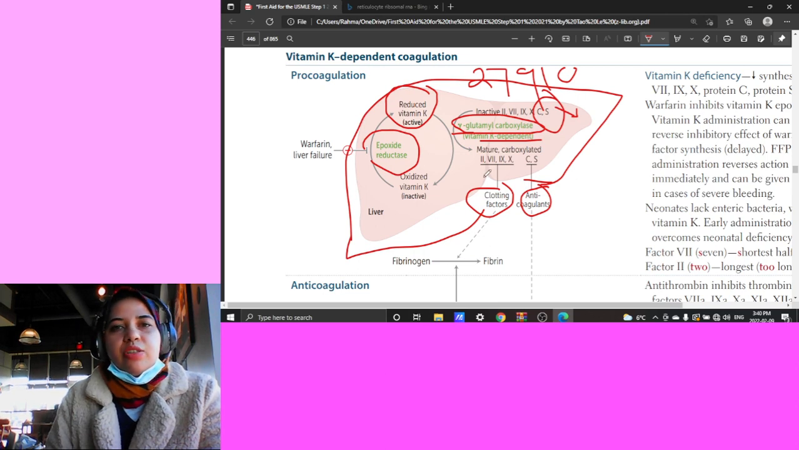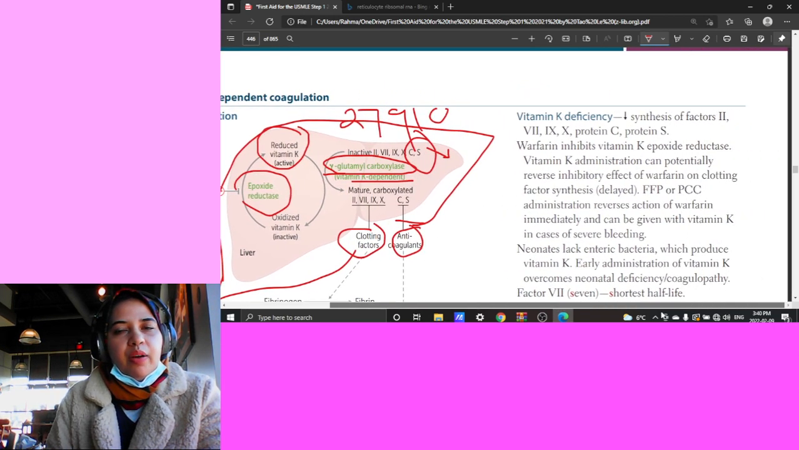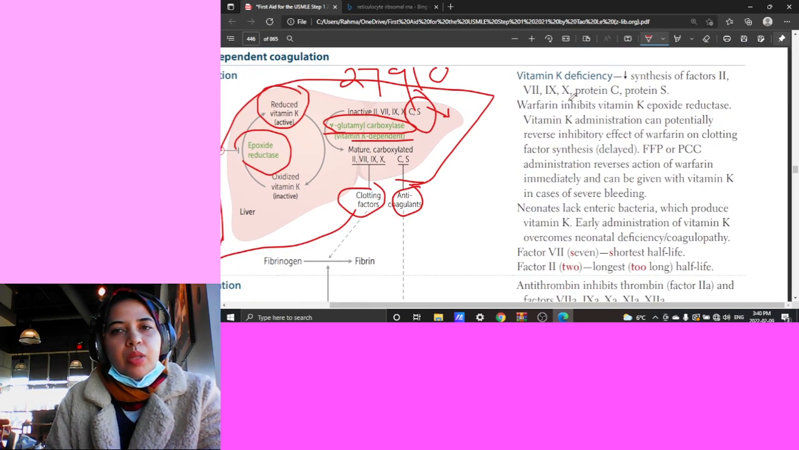So if you have a patient who drinks a bottle of wine every day, what are they going to have as a deficiency? You're going to have an issue with this process, the gamma glutamyl carboxylase enzyme, with decreased synthetic function of the liver. That's why people who have cirrhosis and liver failure have bleeding disorders. So with vitamin K deficiency, you're going to have decreased synthesis of factors 2, 7, 9, and 10 and protein C and S.